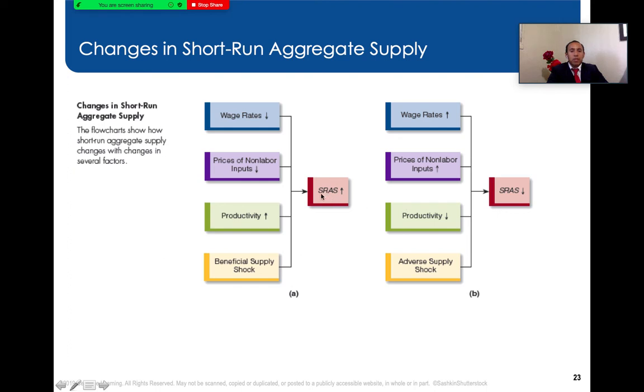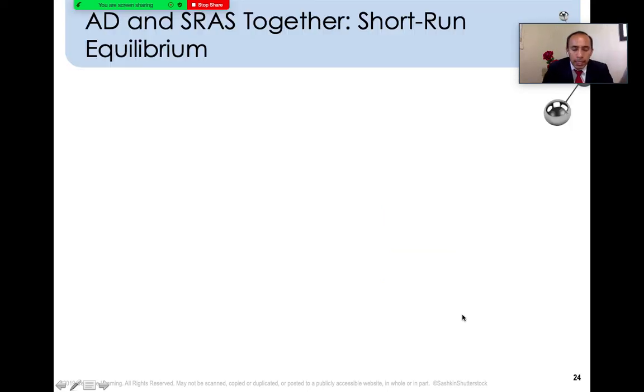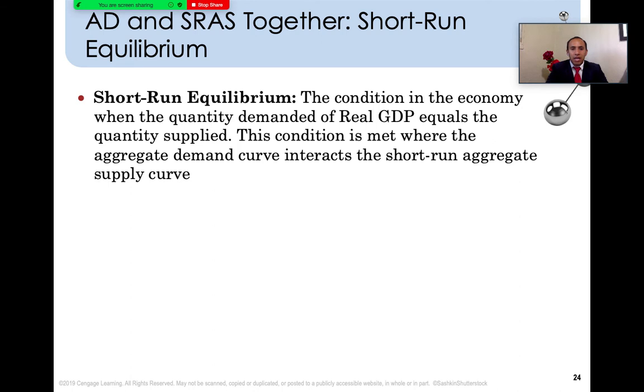If the aggregate supply curve increases, that's a shift. Those factors can increase or decrease the aggregate supply of goods and services in the economy. When we bring the aggregate demand and aggregate supply curves into one graphical illustration, we have the short-run equilibrium model between the aggregate demand of goods and services and the aggregate supply of goods and services.